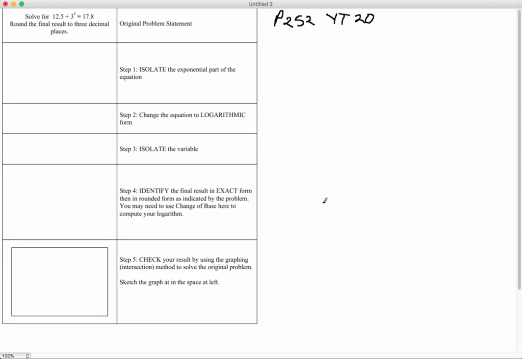So they say solve 12.5 plus 3 to the x equals 17.8. Round your final answer to 3 decimal places. So step 1, isolate the exponential part of the equation.